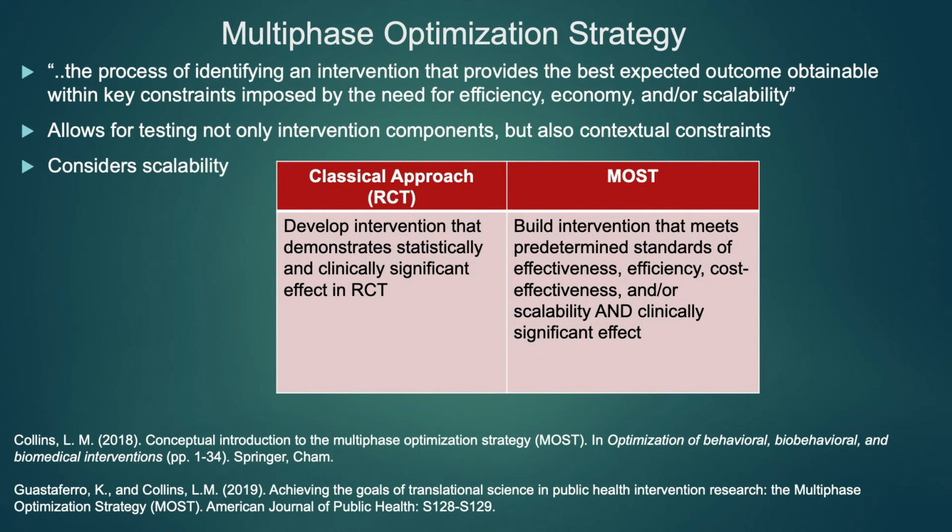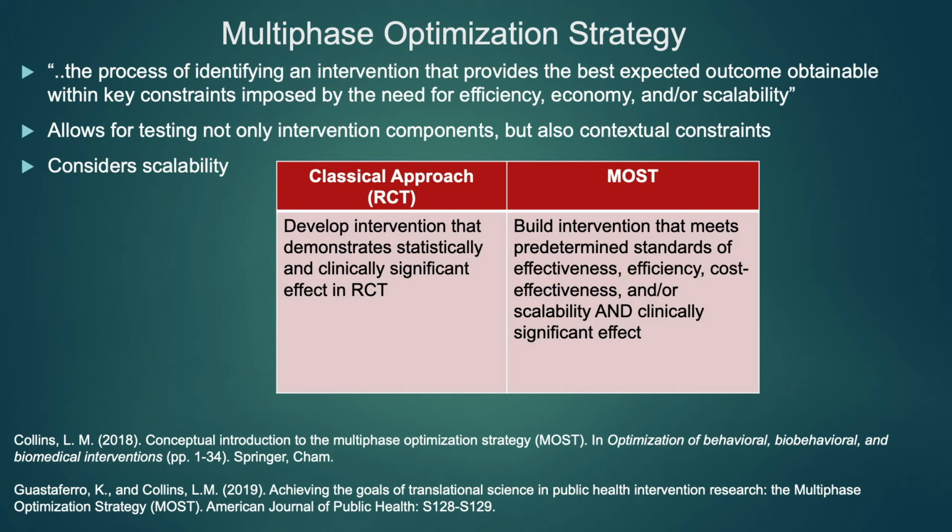This allows for testing not only intervention components, but also contextual constraints. If you think back to the EPIS framework, the CFIR framework, RE-AIM, whatever framework fits your thinking and what you want to use, you can be thinking not only of the intervention, but the contextual constraints that you want to understand and test along the way.